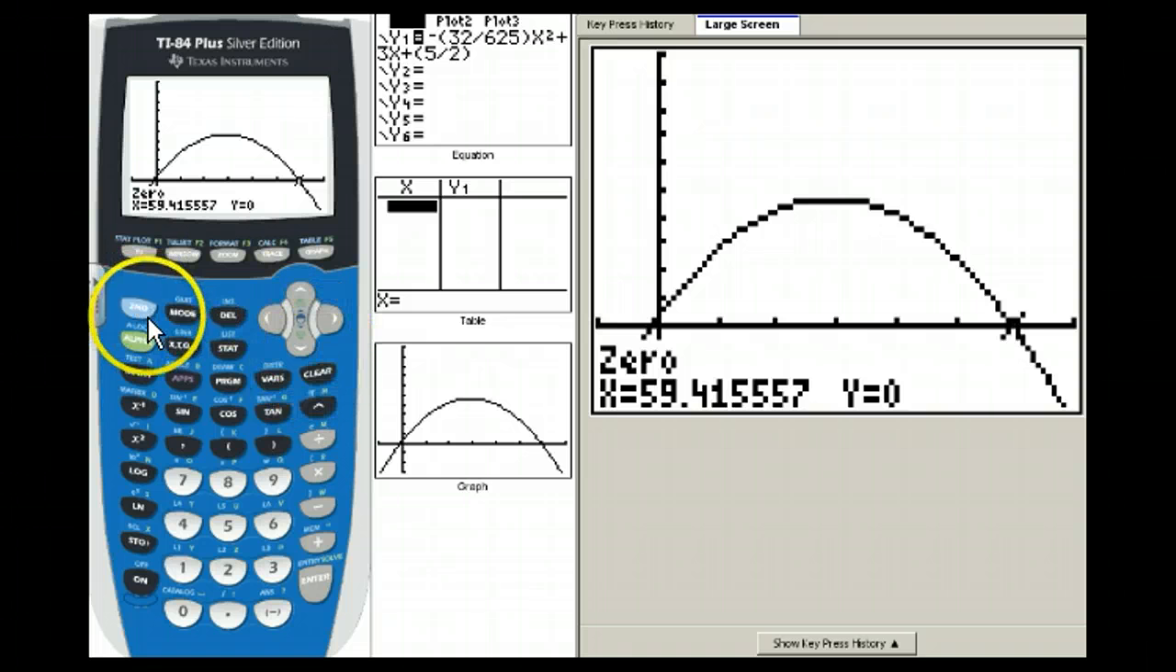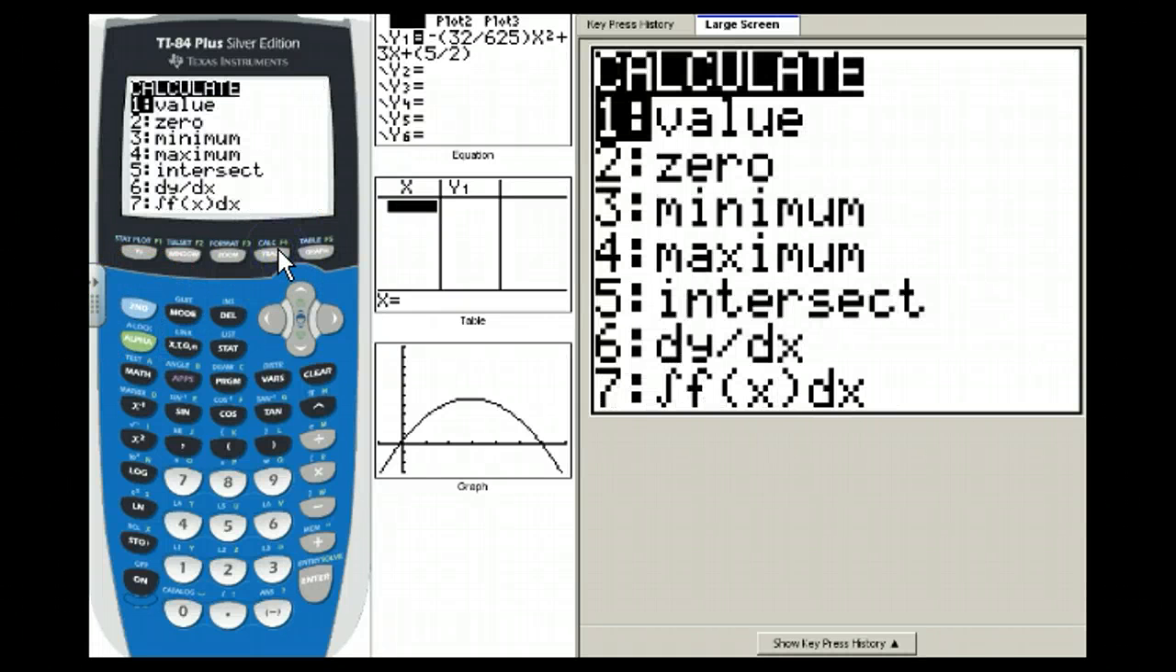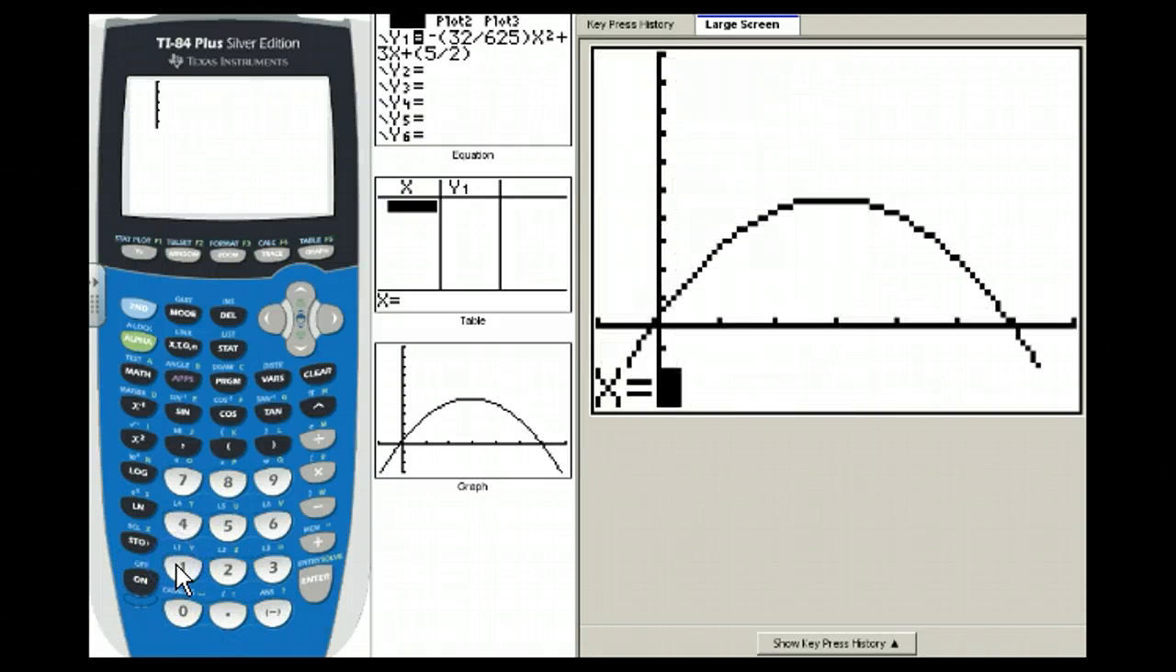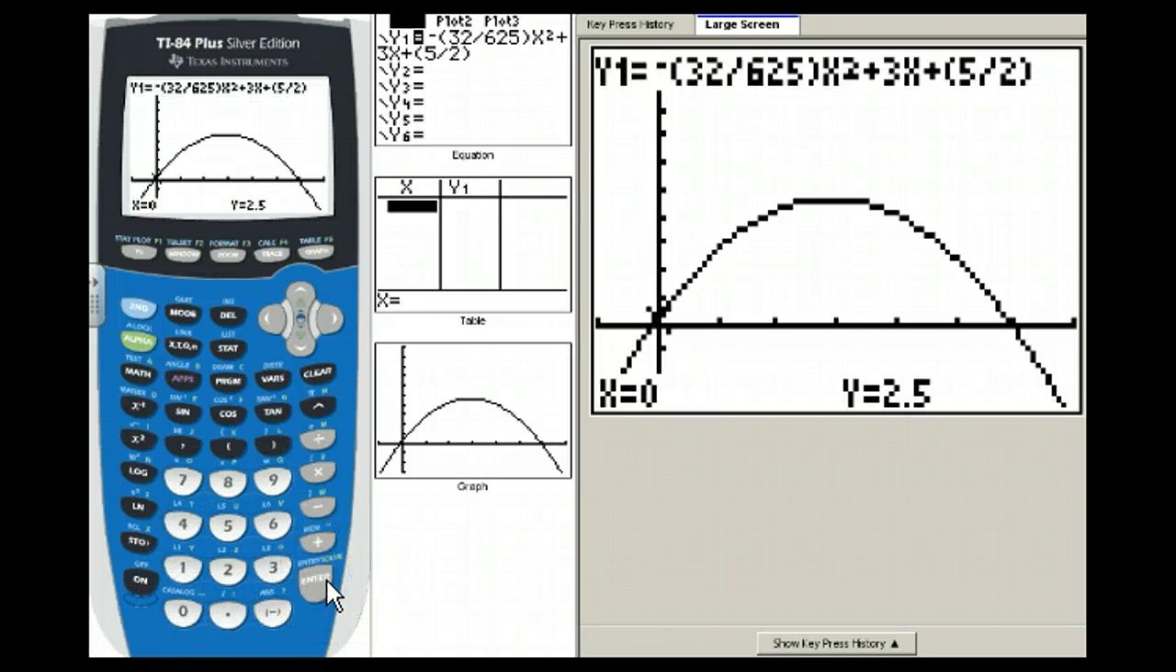Now, to find the vertical intercept, which is over here, a different trick is used. We're going to use second calc, and this time option 1, value. That vertical intercept is when x is equal to 0, and when x is equal to 0, the height is 2.5. Oh yeah, let's look at the equation. If you put in 0 for x, x squared becomes 0, that whole term becomes 0. 3x becomes 0, so the only thing left is this 5/2, which is the same as 2.5.